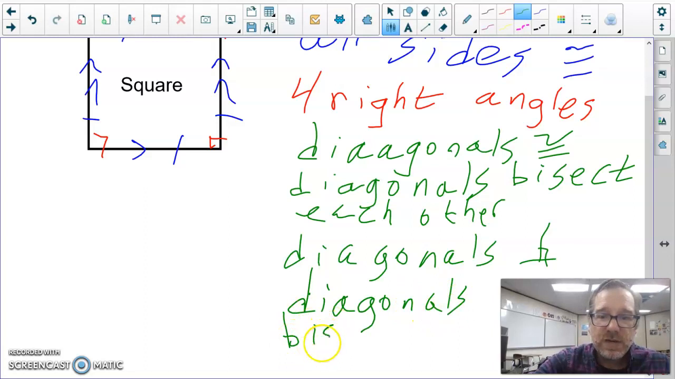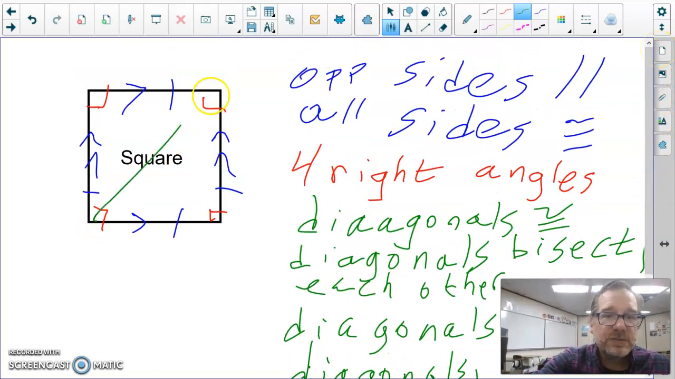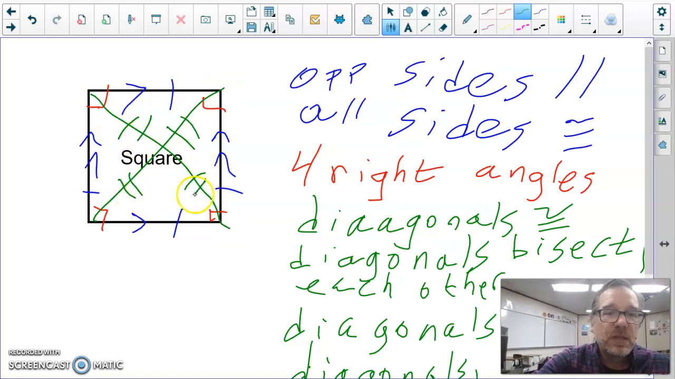So diagonals bisect angles. So when I draw in my diagonals, all 4 diagonal pieces are going to be the same. We have a right angle and, well, let's go with purple. Every one of these angles is going to be the same because every angle is bisecting, cut in half. I know that's a mess, but we can clean it up a little bit in class.